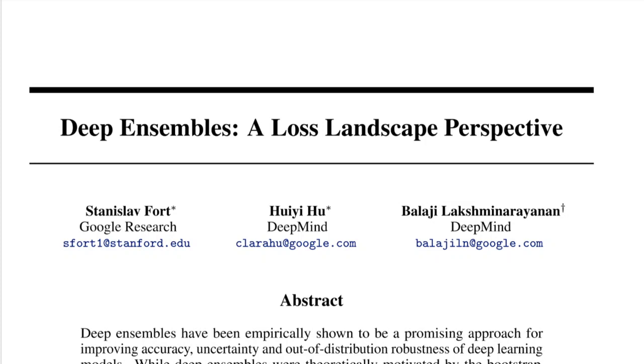They compare this to Bayesian networks, which are sort of promised to do the same thing, but they often only characterize a single mode, and therefore they don't generalize as well. So join me in exploring this paper.